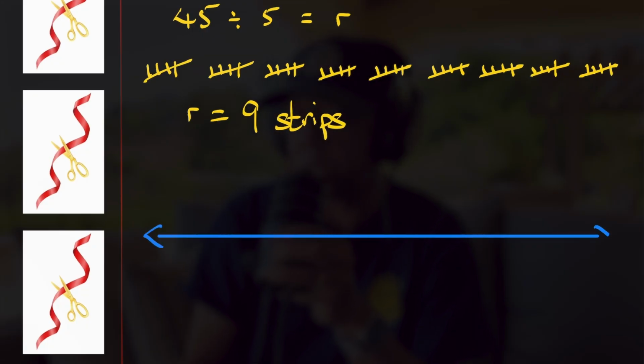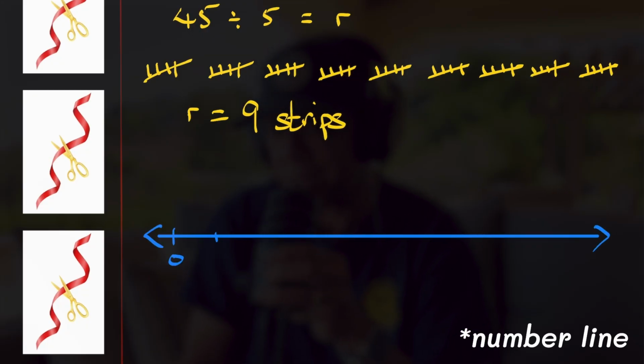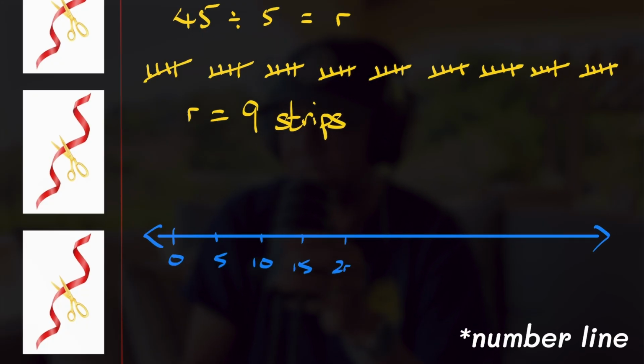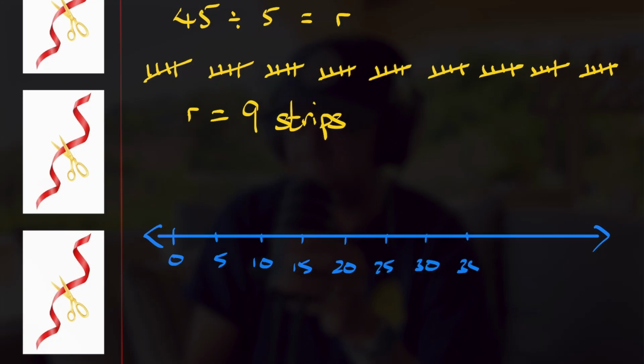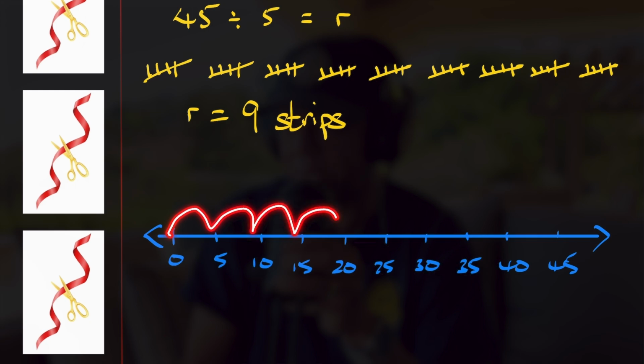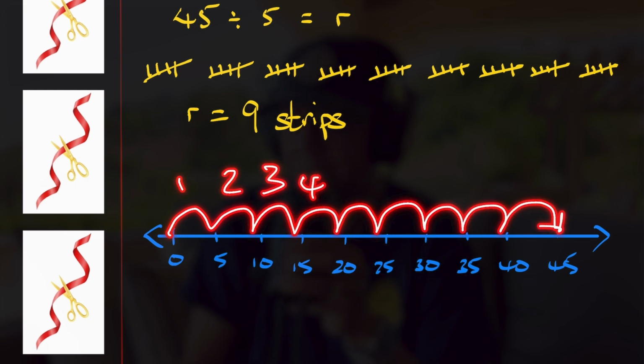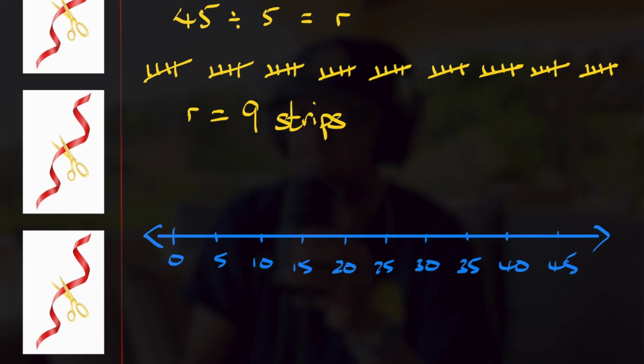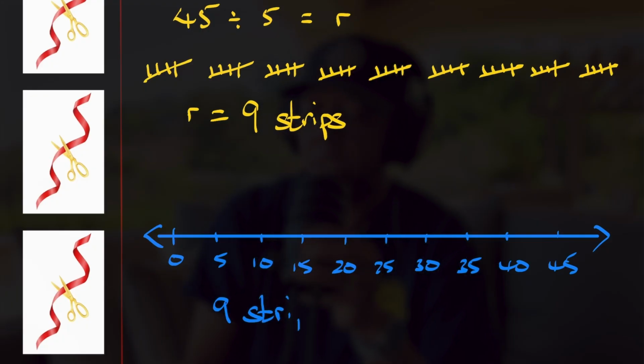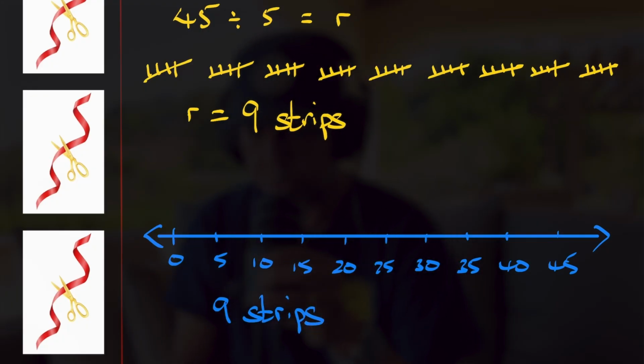The next model I'm going to use is a number line. It's a little harder. I'm going to count by 5s since that's how long the ribbon is: 25, 30, 35, 40, and 45 inches. When I count the intervals, I have 9 equal intervals of 5 inches, proving that 9 strips are used.